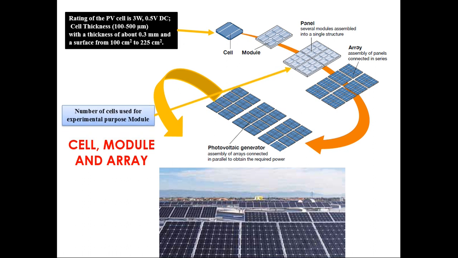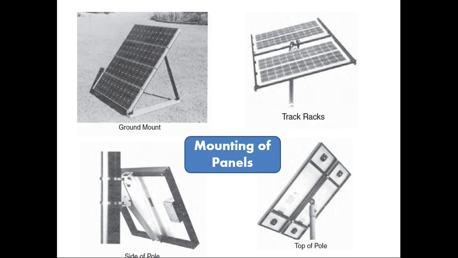Talking about the module, a number of cells are used for experimental purposes and converted into a module. You can have different methods of mounting the panels. As we have talked about, it is ground mounted, so usually this might be at the angle of latitude, or you can vary it with change in radiation. We have track racks. You have seen this with the street light. There might be a side pole also, usually in communication towers, and that might be a top of the pole also.